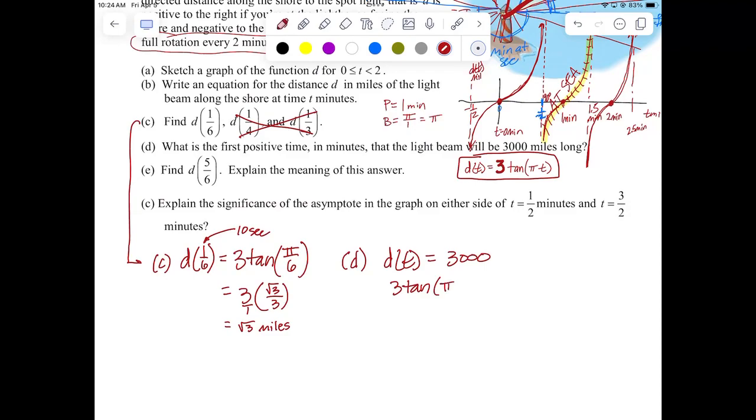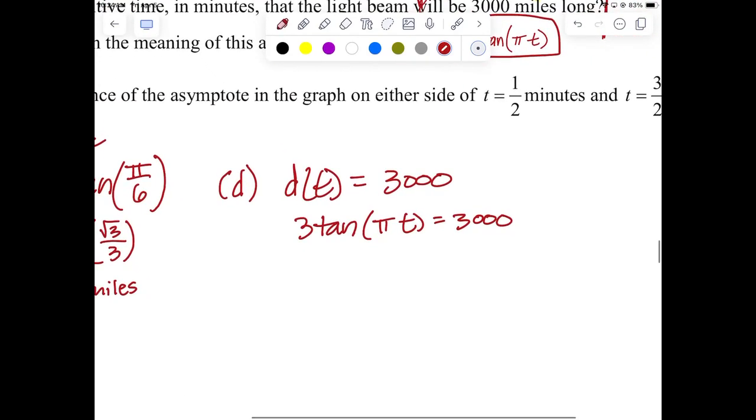3 tangent of pi t equals 3,000. I need to solve for t. So the first thing I need to do is isolate the tangent of pi t. So I need to get rid of the 3, don't I? So let's divide through by 3, and we get tangent of pi t equals 1,000. And now the magical step that we didn't know of just a chapter ago. How do I untangent something?